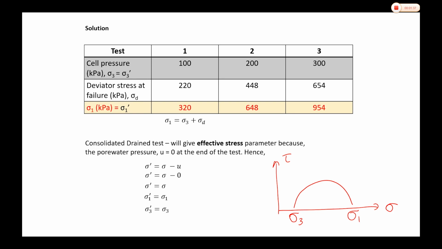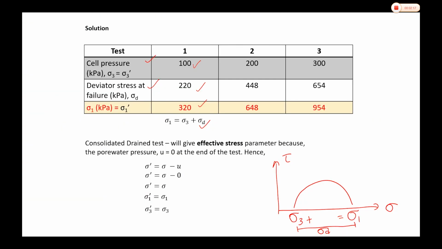So the data recorded here is sigma 3 and the sigma d. We don't have the sigma 1, but we can get it, knowing that the sigma d is actually the diameter of the Mohr circle. So you can get the sigma 1 by adding the sigma 3 with the sigma d. As you can see here, when 100 plus 220, you will have 320 for the sigma 1.